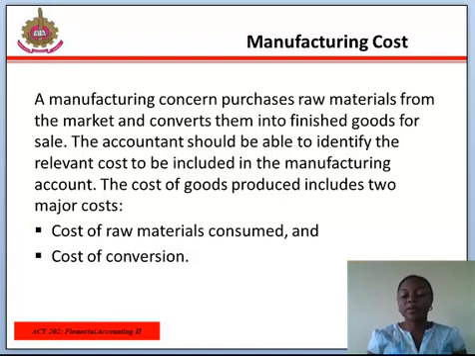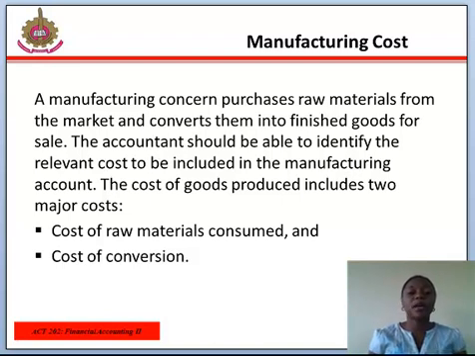The cost of raw materials consumed. This represents the cost of raw materials that are used in the course of manufacturing, which can be worked out by adjusting the opening and closing stocks of raw materials and the purchases of raw materials. Now to the second one, the cost of conversion.